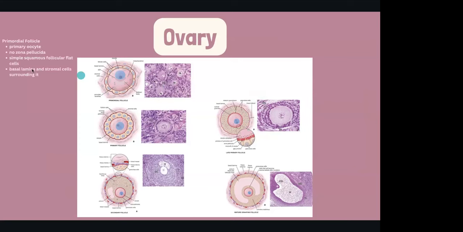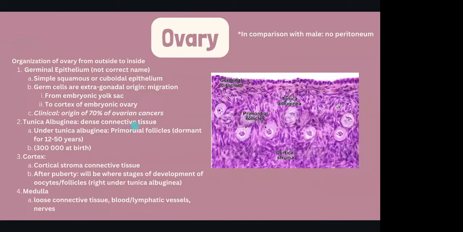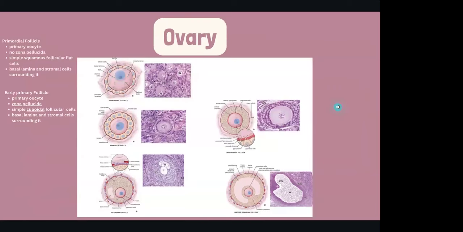So let's start with the first one, the primordial follicle. It's a primary oocyte, so it means it's not haploid yet. It has no zona pellucida, and it has simple squamous follicular flat cells. The basal lamina and the stromal cells are surrounding it. And then we move to the early primary follicle. Primary oocyte, and now the zona pellucida has appeared. You can see it here, it's present. And the epithelium changed from simple squamous to simple cuboidal, and the basal lamina and the stromal cells are also surrounding it.